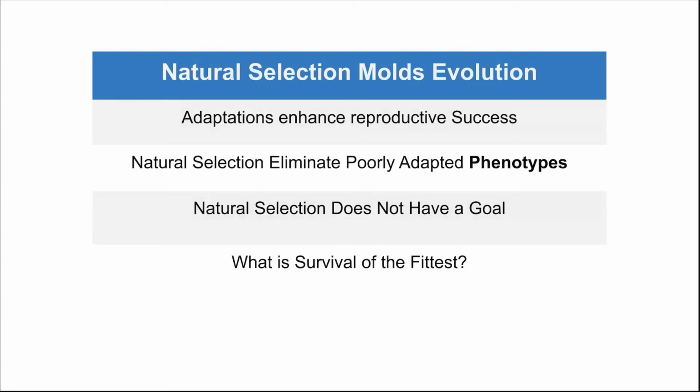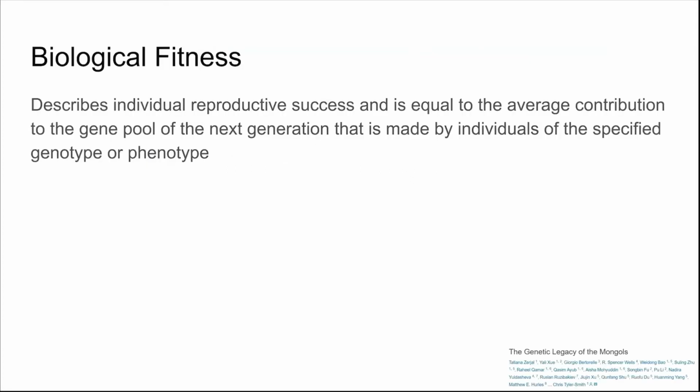So what is survival of the fittest? Biological fitness is different than our colloquial ideas of what fitness is. We usually think of fitness as being some measure of health, maybe your ability to run really far or lift heavy weights or do something like that. Well, biological fitness is different. Biological fitness describes individual reproductive success and is equal to the average contribution to the gene pool of the next generation that is made by individuals of the specified genotype or phenotype.